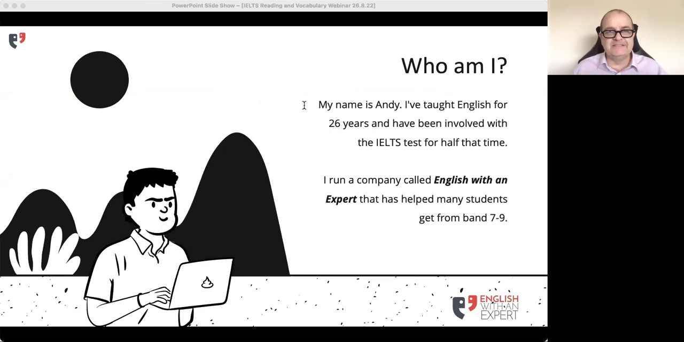Okay, my name's Andy. That's me here with the MacBook Pro. I've taught English for about 26 years, and I've been involved with the IELTS test for about half that time. I'm the lead teacher in an online school called English with an Expert. This school has helped many students get from band 7 to band 9. Yes, even band 9. I sometimes don't mention that because it doesn't sound true, does it? But several of our students have got an overall band 9. And in fact, last week, one of them got a band 8.5 overall and has just been accepted into a top Singaporean university.